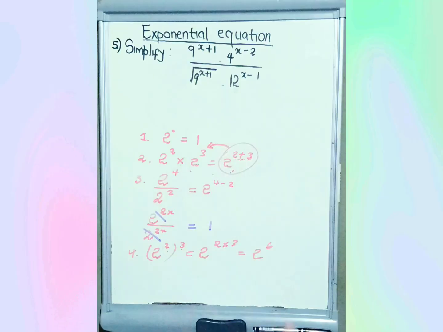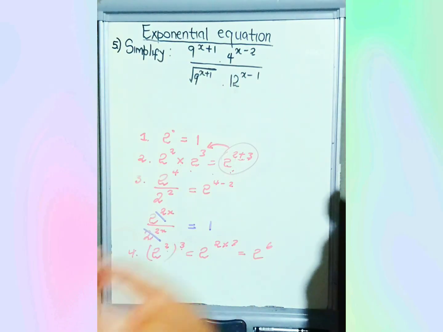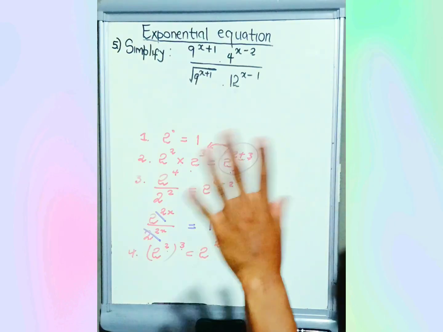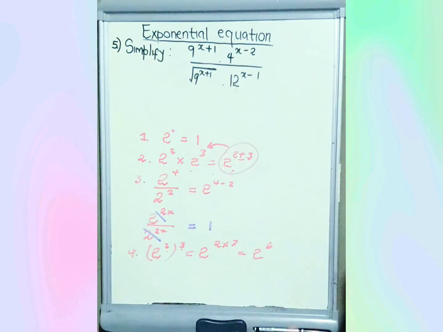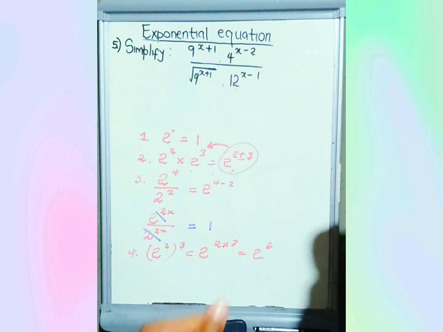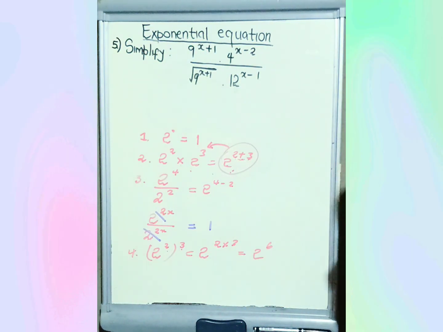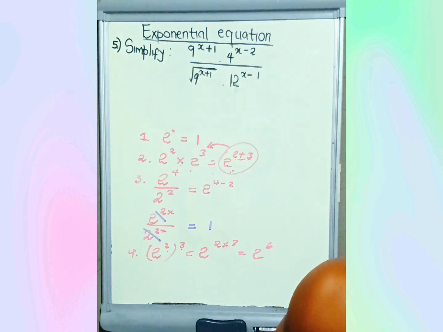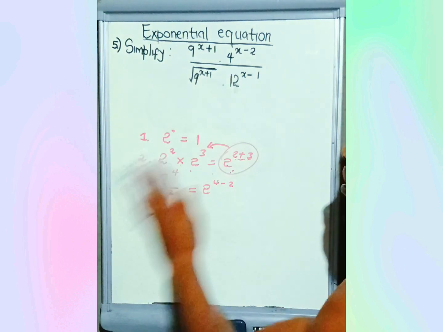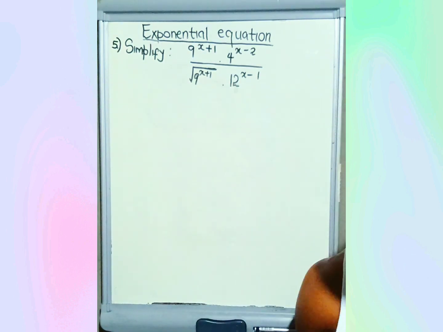Here we don't have a common factor, but we have like terms. What we're going to do is collect the like terms on the numerator as well as on the denominator. All right, let's solve this sum.